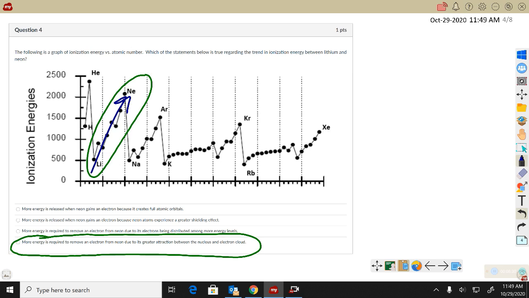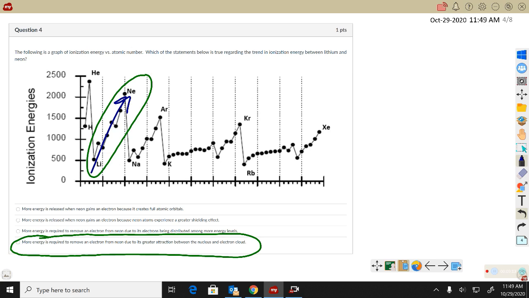Okay, so we just said that as you go across, the attraction increases. Well, ionization energy is the energy required to remove an electron. If I'm talking about a stronger attractive force between the nucleus and the electrons in neon, then it should take more energy to remove an electron. It's due to that greater attraction between the nucleus and the electron cloud. And that attraction is greater basically because of the nucleus having more protons and the electrons all being about the same initial distance. They're all in the same outermost energy level.